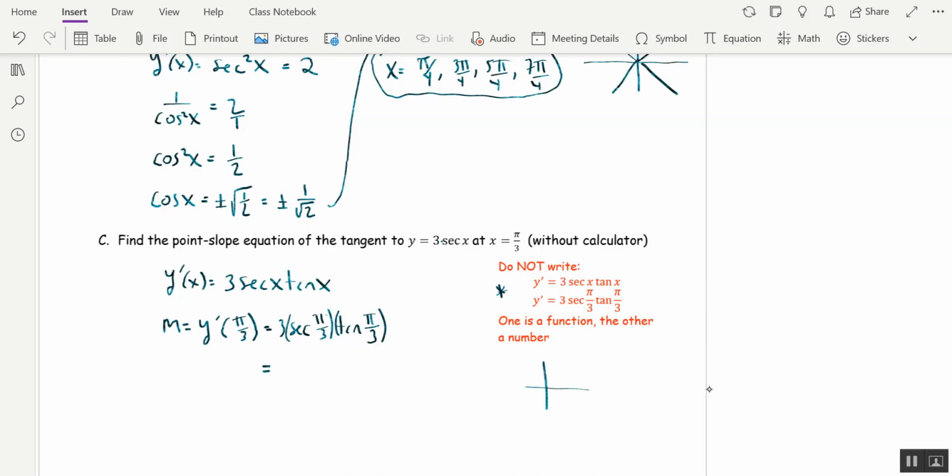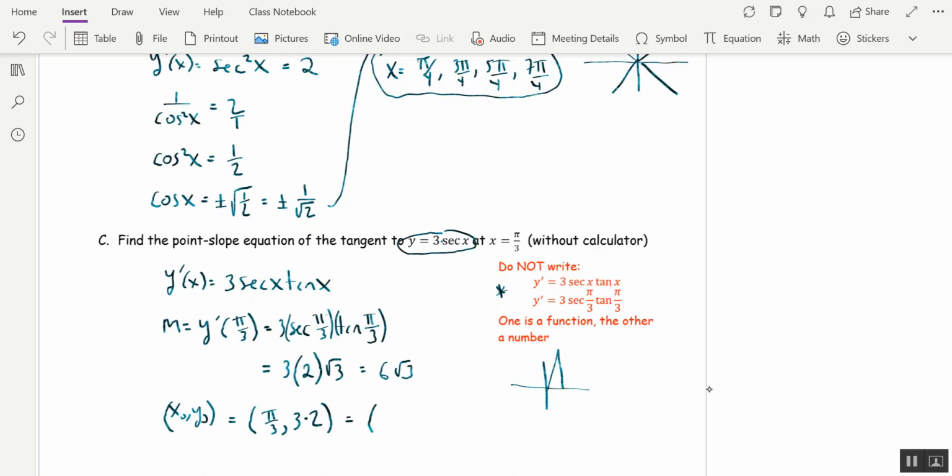Okay, so on a unit circle, pi over 3 is here. So secant of pi over 3 is 2, and tangent of pi over 3 is root 3. So our slope is 6 root 3. Now I need x naught, y naught in the point slope formula. X naught is given to me. That's pi over 3. Y naught is going to be y of pi over 3. So I want 3 times secant of pi over 3, which is 2. So my x naught, y naught is pi over 3, comma 6.